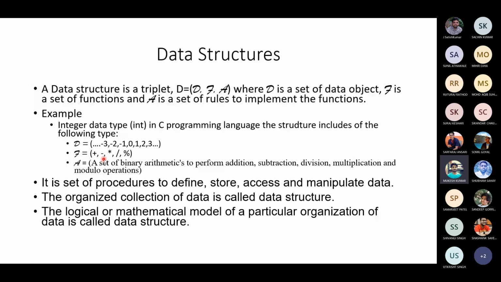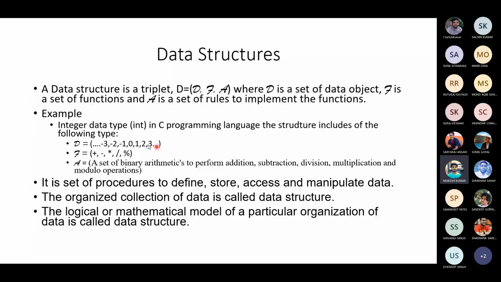So what are the operations you are applying on the integer data type? You can apply addition, subtraction, multiplication, division, and modulus. These are the set of operations that we learned in the C programming language. And what are the rules? Binary arithmetic operations to perform addition, subtraction, division, multiplication, and modulo operations. So we are doing binary operations on these values with these operations. How the addition works, how the multiplication works, we will define: addition is plus, subtraction is minus, and these are the rules that we will define in the axioms. This is one example of how the structure of an integer data type looks in C programming.